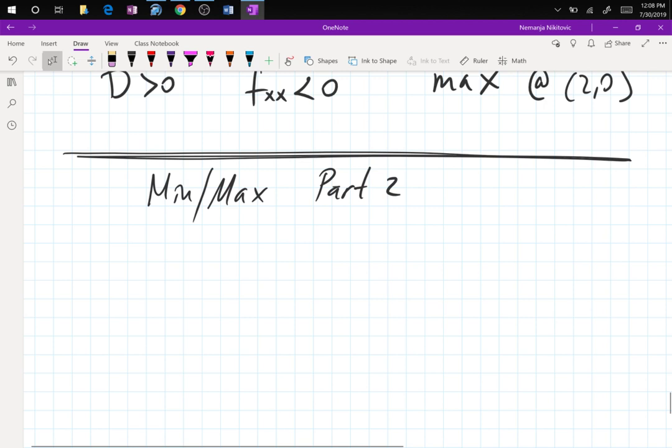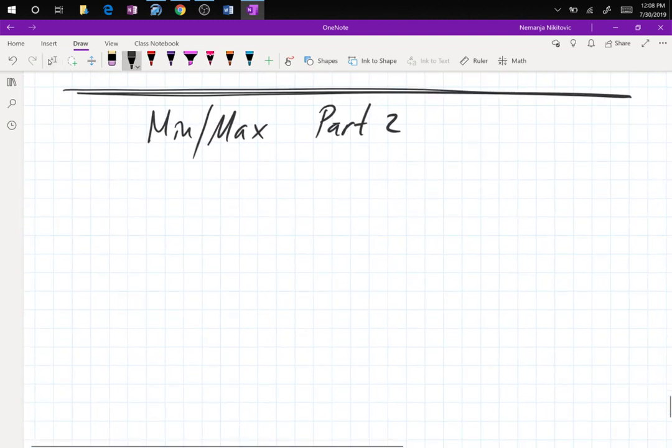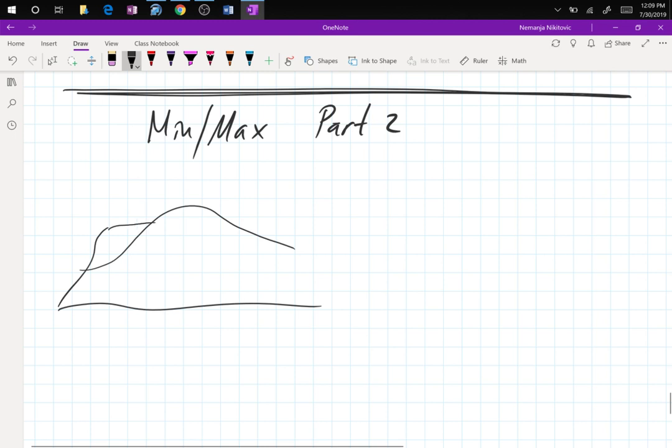Hello and welcome back to part 2 of min-max 15.7. Since these problems were not long enough, let's make them even longer by introducing the boundary. You see, what's happening now is, let's say you had some kind of a shape that has this hill in it, right? I'll have to redraw this, so give me a second. There we go.